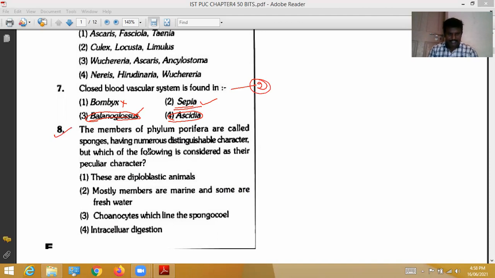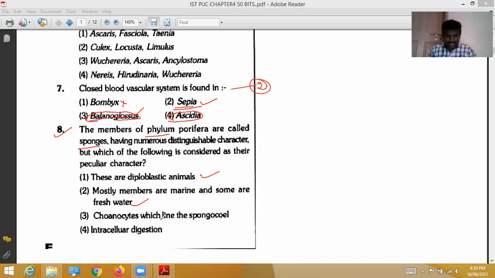Next question, 8th. The members of phylum Porifera are called sponges. Those sponges have numerous distinguishable characters. There are a number of differentiating characters, but among those, one is a peculiar character that would be located only in sponges. See, these are diploblastic. Like other organisms, sponges are diploblastic organisms. It is not a peculiar character. Mostly members are marine and some are freshwater. Yes, like other organisms, sponges are also marine, and some are freshwater.